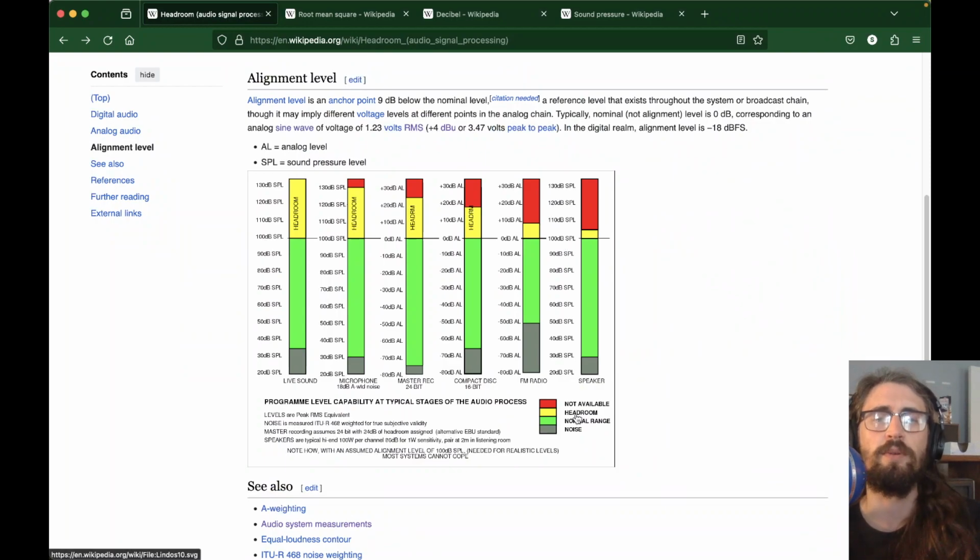But that's not always what headroom refers to. It's headroom in reference to the normal range above the noise, below the distortion point, the nominal distortion for a given system. And basically what I'm trying to say here is there is no magical alignment point or alignment level.